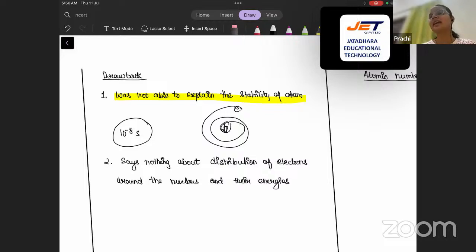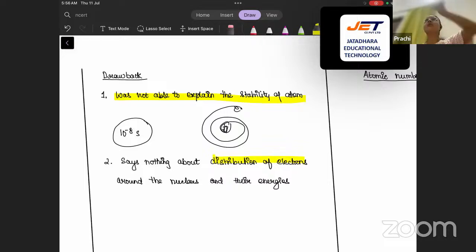Also, he said nothing about the distribution of electrons, like how they are distributed around the nucleus, how far apart, which electrons are present at the farther distance, which are the electrons that are present near to the nucleus, what is the distance, how they are distributed. All of these things are not explained by the Rutherford model. Also, he didn't say anything about the energies.